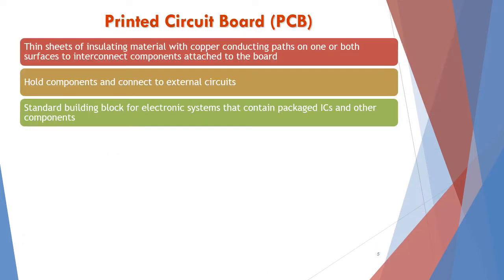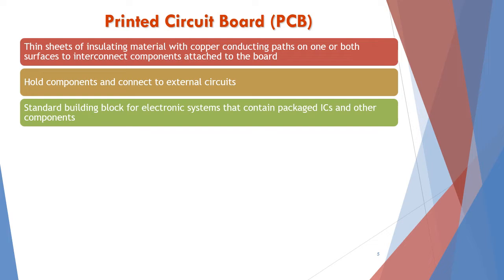The most popular interconnection of circuit board is the printed circuit board. I believe many of you have seen printed circuit boards previously. So what is a printed circuit board? A PCB is a thin sheet of insulating material with copper conducting paths on one or both surfaces to interconnect components attached to the board. We're going to see this in detail later.